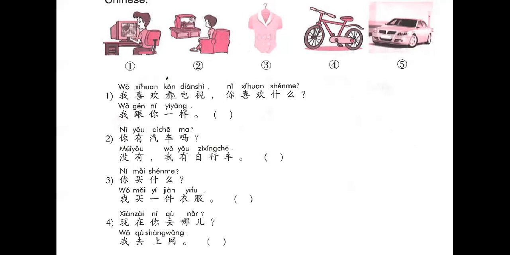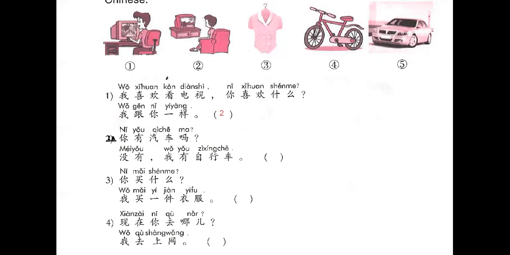Okay. So the first one, 我喜欢看电视. I like watching TV. 你喜欢什么? What do you like? 我跟你一样. I am the same with you. So we can see here a boy watching TV, so we can say that this is number 2.